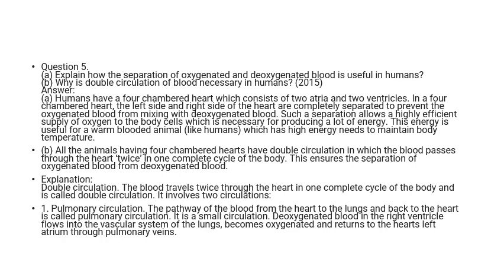Go through this, you will understand better. The pathway of the blood from the heart to the lungs and back to the heart is called pulmonary circulation. It is a small circulation. Deoxygenated blood in the right ventricle flows into the vascular system of the lungs, becomes oxygenated and returns to the left atrium of the heart through the pulmonary veins.